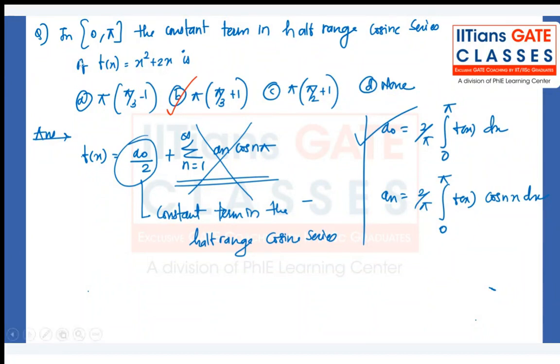Half range cosine series, how does it look? f of x is equal to a naught by 2 plus summation n is equal to 1 to infinity a n cos of n pi x by L. The second term is not a constant term, because in the second term you have the cos of x term, and a n can also have some x term. So basically, in the second term, there are variables. You cannot call it a constant term.